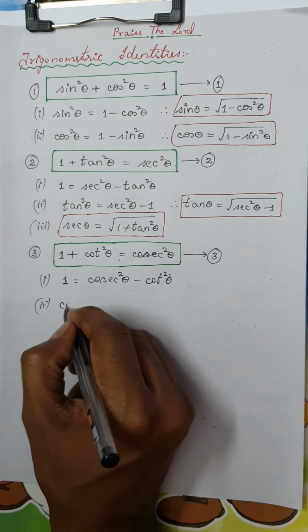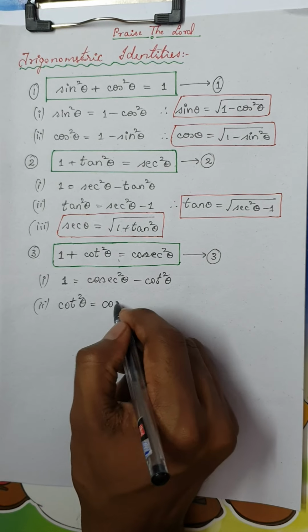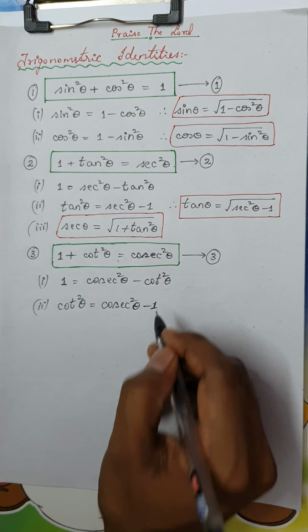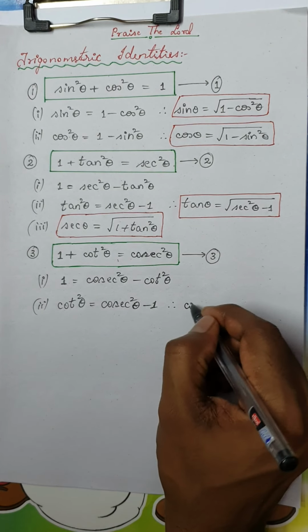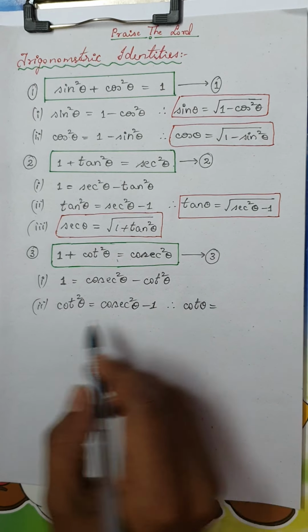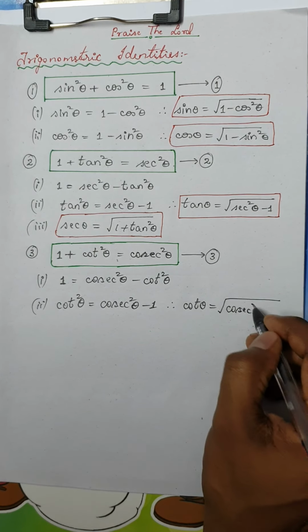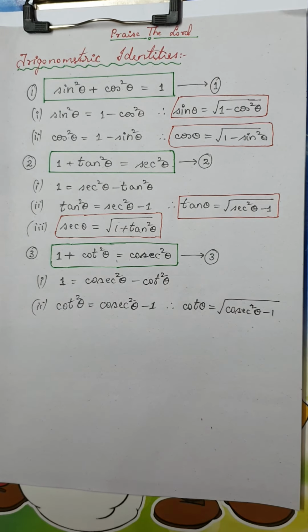Look here. Cot square theta can be written as cosecant square theta minus 1. Therefore, from this I can write cot theta is equal to what? Take the root. So it is root of cosecant square theta minus 1. Are you following? So let's frame it.